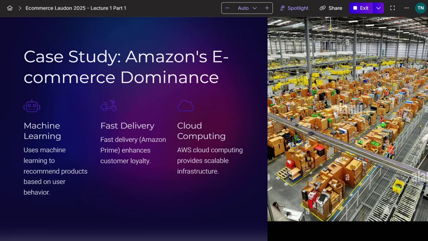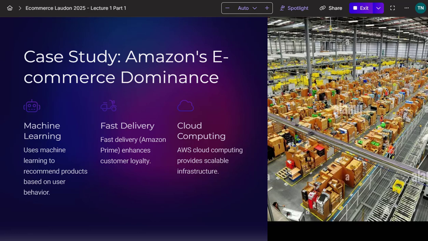We will look at a case study to illustrate B2C commerce. First, Amazon's e-commerce dominance. Amazon's e-commerce dominance is driven by several key factors, including their use of machine learning, fast deliveries, and cloud computing. Amazon uses machine learning to recommend products based on user behavior. For fast deliveries, Amazon Prime has been a major driver of customer loyalty and satisfaction.